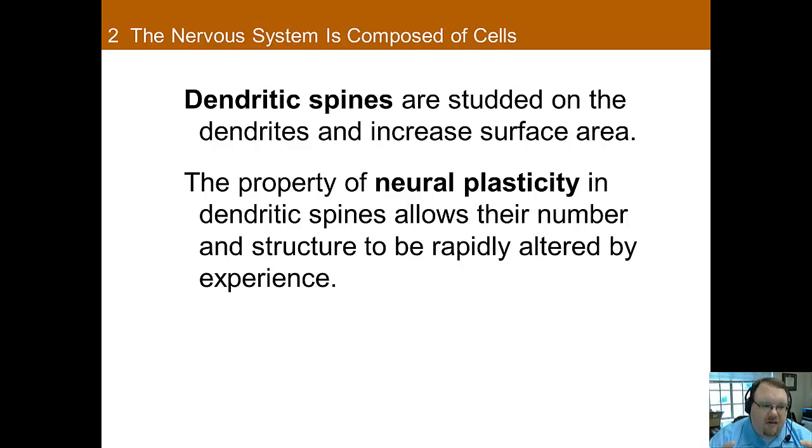Dendritic spines. These are studded areas on the dendrite that increase surface area. What they basically do is allow for more synaptic connections, more places where an axon can connect with that dendrite. It actually is very important for neuroplasticity, as we'll talk about a lot more in coming lectures, because this is how they help axons find new dendrites and make new connections, which is important after a brain injury, or if you're trying to do something new, and the brain is changing itself. This is how they make those connections.